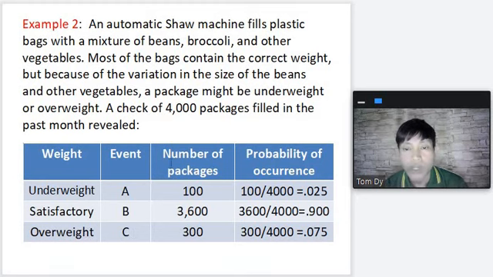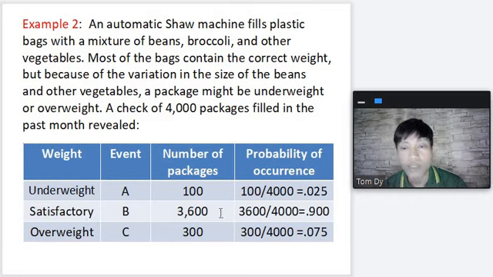Now the number of packages for underweight, we have here 100. The number of packages for satisfactory, we have here 3,600. And for overweight, we have 300. So a total of 4,000 packages. If we compute the probability of occurrence, then for underweight, there are 100 packages divided by the total packages, which is 4,000. So that is equivalent to 0.025.